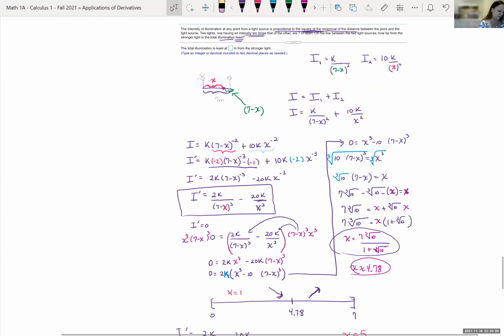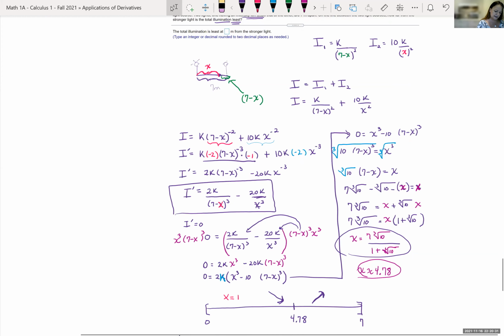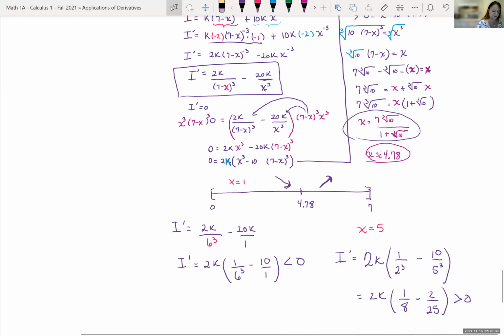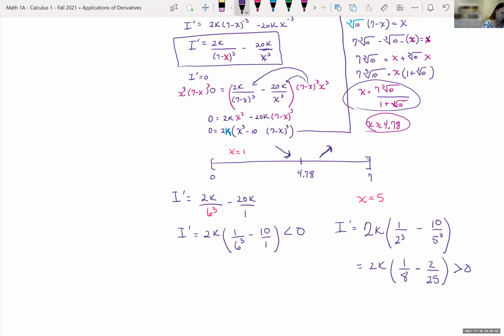Type as an integer or decimal rounded 2 decimal places. So we should have 4.78 meters as our answer, away from the stronger intensity light, which we called ISO2, is going to be where it has the least illumination.